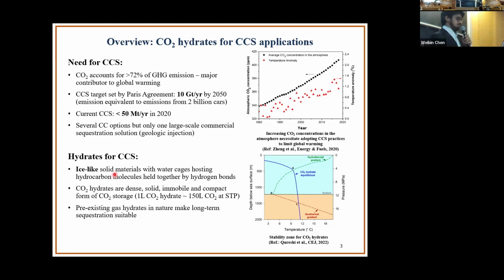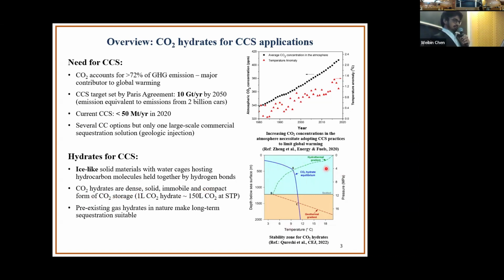Now, why hydrates for CCS? To give a brief idea of what hydrates are, these are ice-like structures which are formed with water and a gas molecule. The waters are bonded together with hydrogen bonds, and the gas molecule can be CO2 or methane. Today we're talking about CO2 hydrates. These are dense, solid, immobile, and compact forms of CO2 storage. These are denser than water, so they're naturally negatively buoyant.